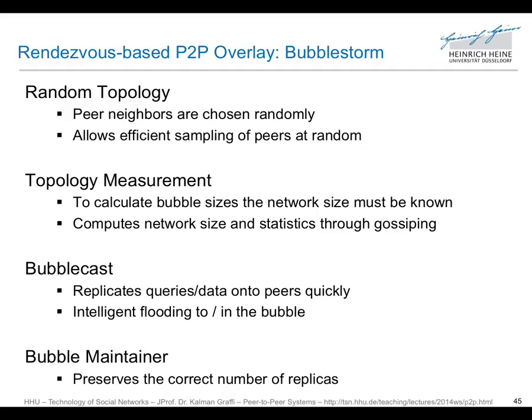Another point they have, so this is the fourth point of BubbleStorm, but we will also not go into detail, is to make sure that you always have the specific number of replicas or number of announcements and queries in the network, to maintain the bubble size. We will not focus on it. Basically we focus on Bubblecast, how it works, and how we can reach 117 nodes.